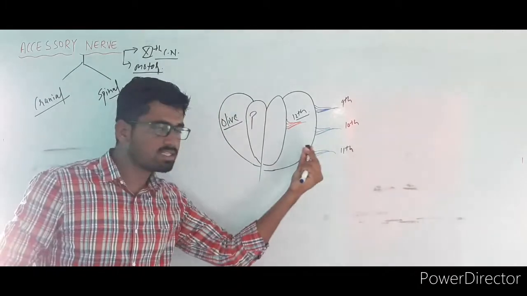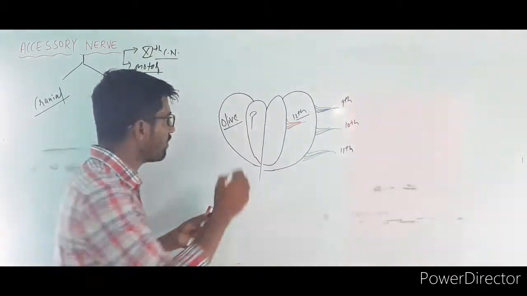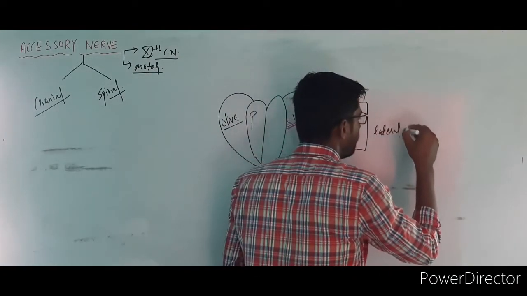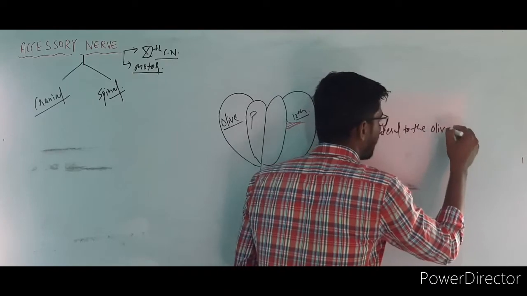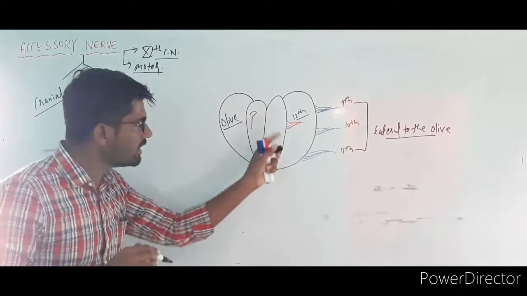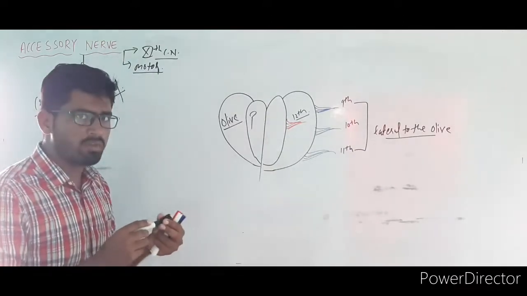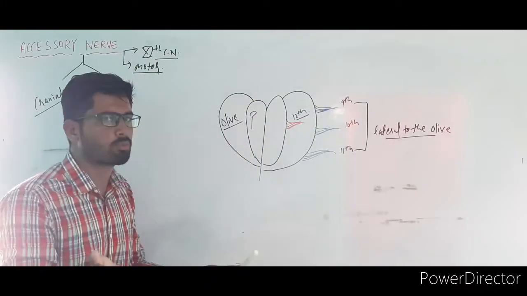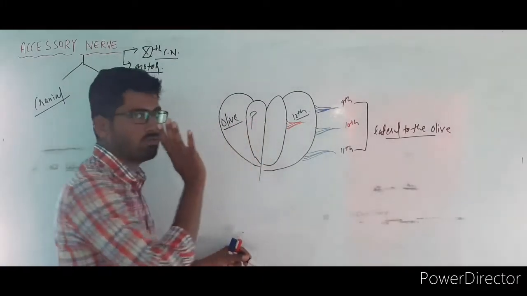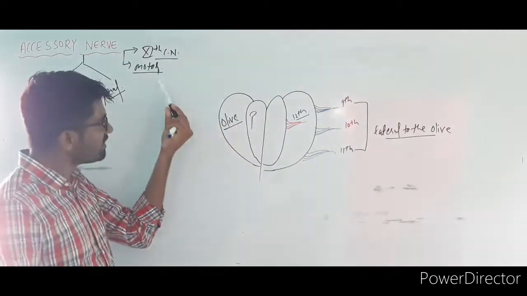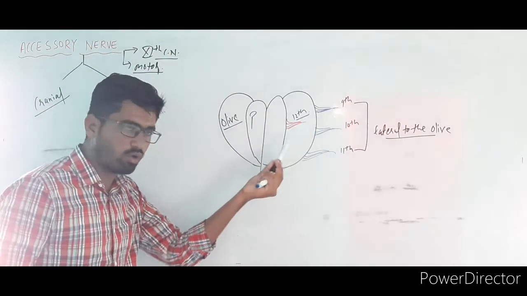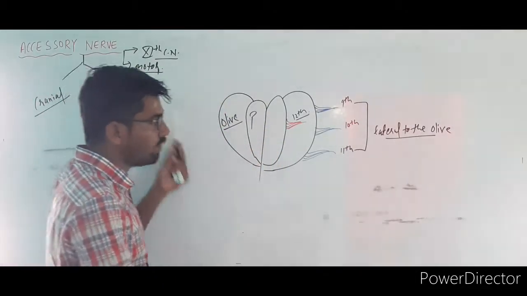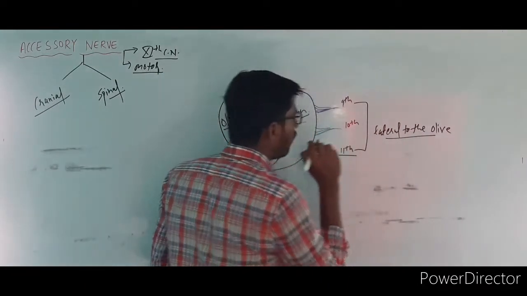So the 9th, 10th, and 11th cranial nerves arise lateral to the olive. And the 12th cranial nerve arises between the pyramid and the olive. You can also say lateral to the pyramid, no problem. After this we are going to discuss only the 12th cranial nerve. The 12th arises between the pyramid and the olive, and the 11th cranial nerve arises lateral to the olive.